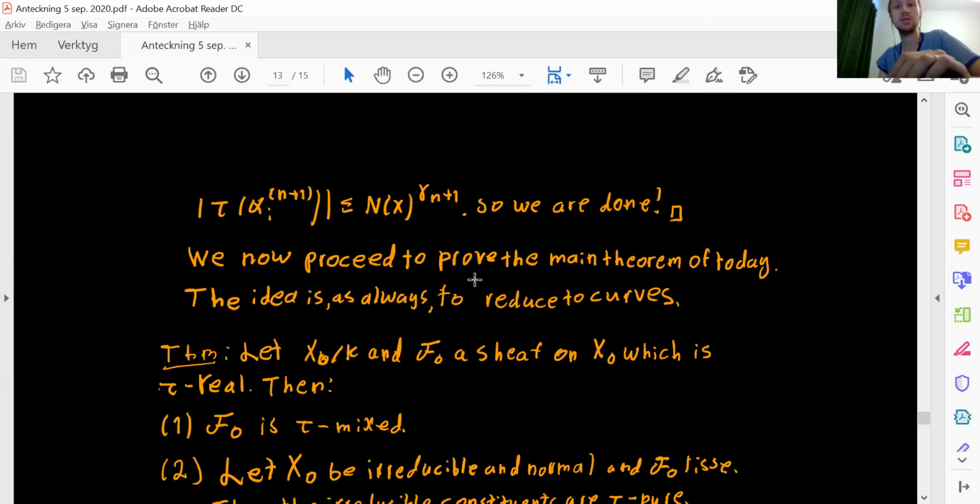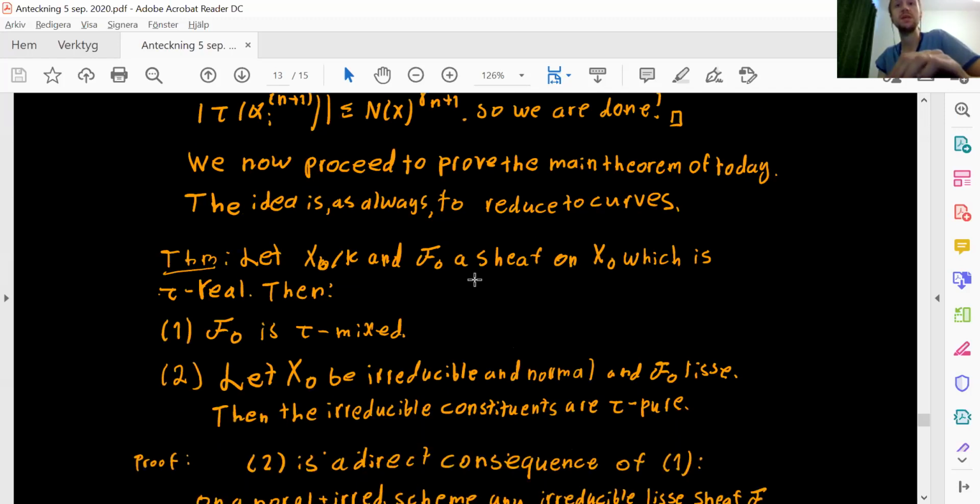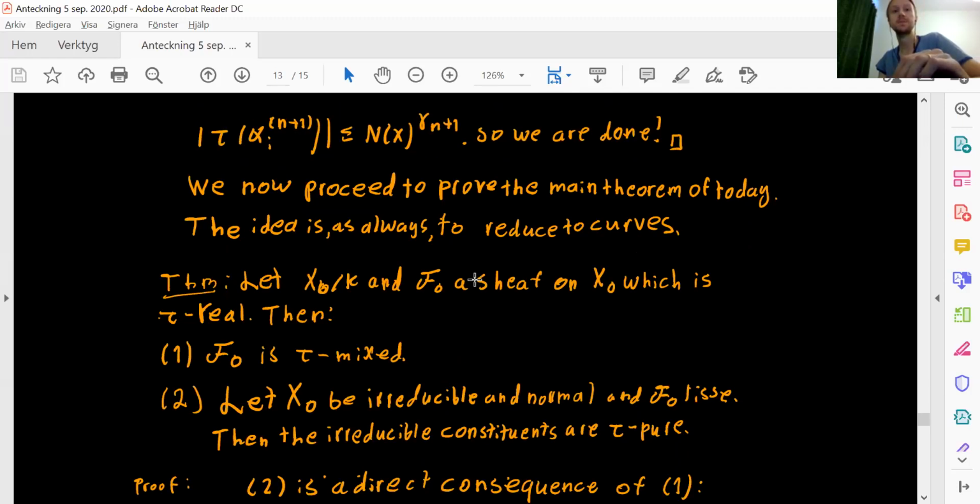And what we now want is to prove the general theorem. So this is what we want to prove now. So X0 is a scheme of finite type over k, and F0 is a sheaf on X0, which is tau real. Then we want to show that F0 is tau mixed. And we also want to prove that if X0 is irreducible normal and F0 is lisse, then all the irreducible constituents are tau pure.